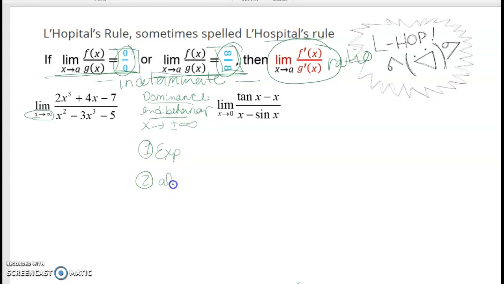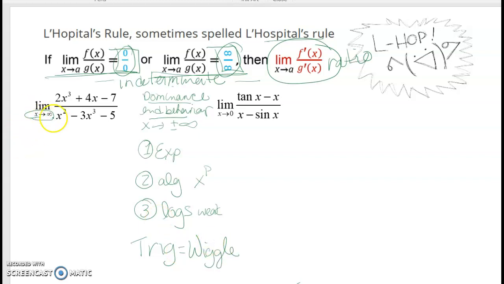The next most dominant functions are algebraic functions, so things that look like power functions. But they don't need to be just integer powers. They could be square roots and a variety of combinations of algebraic style functions. Bottom of the dog pile are our logs. Logs beat no one. They don't even beat square root of x. They are very weak, sad little functions. And notice what's not in here is trig functions. Trig doesn't get a dominance because trig just makes things wiggle.